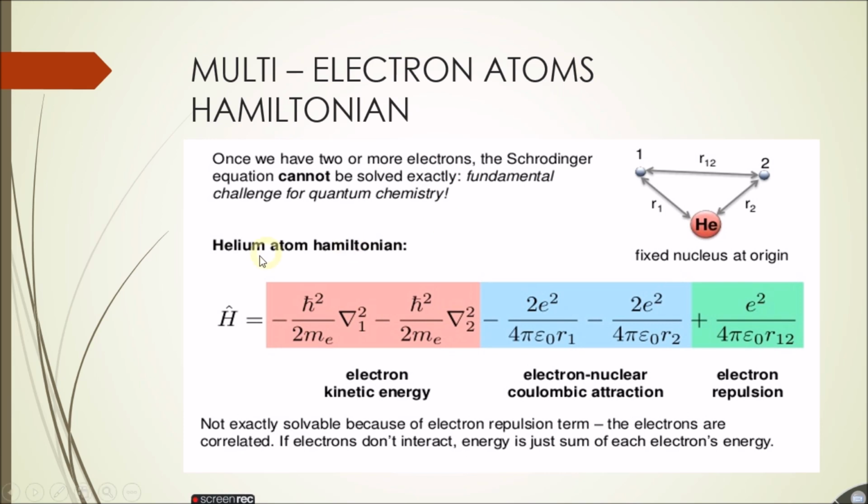See, this is how you write the helium atom Hamiltonian. You have the electron kinetic energy, and the electron-nuclear Coulombic attraction. The electron kinetic energy arises when the electron is subjected to motion, right? That's why we calculate the electron kinetic energy. The nucleus is fixed, so we don't consider the nuclear kinetic energy. We just neglect it because the nucleus is fixed. We only consider the electron kinetic energy.